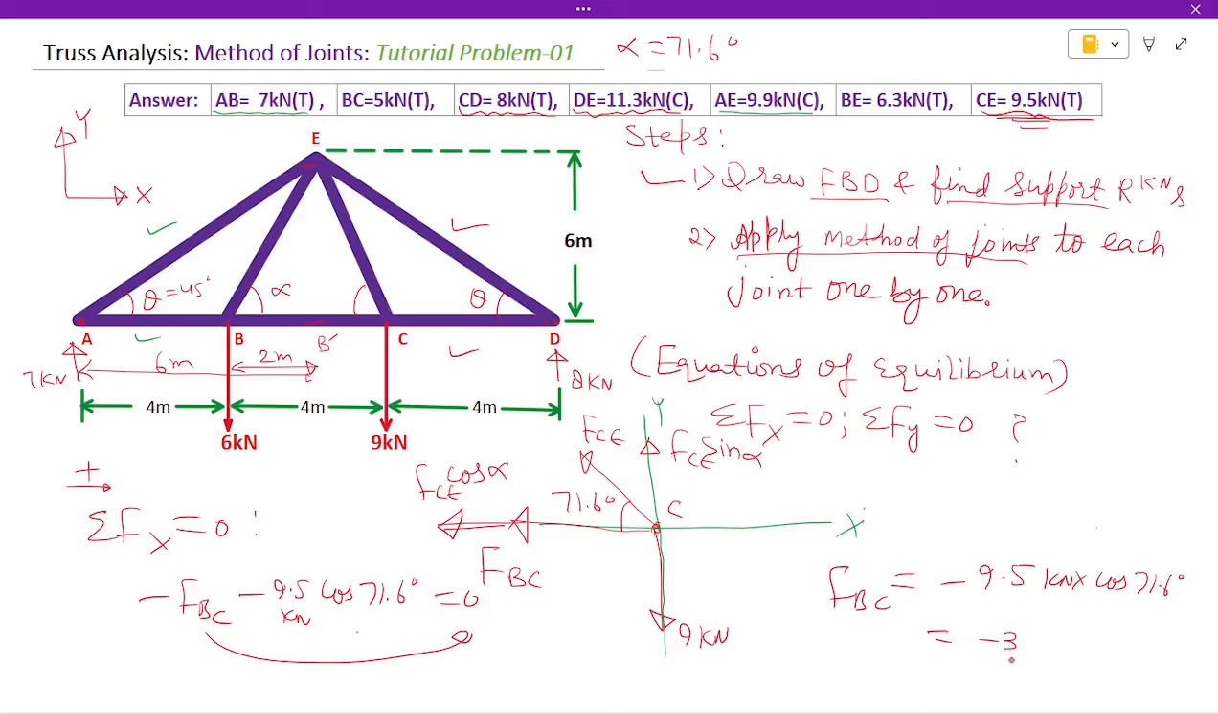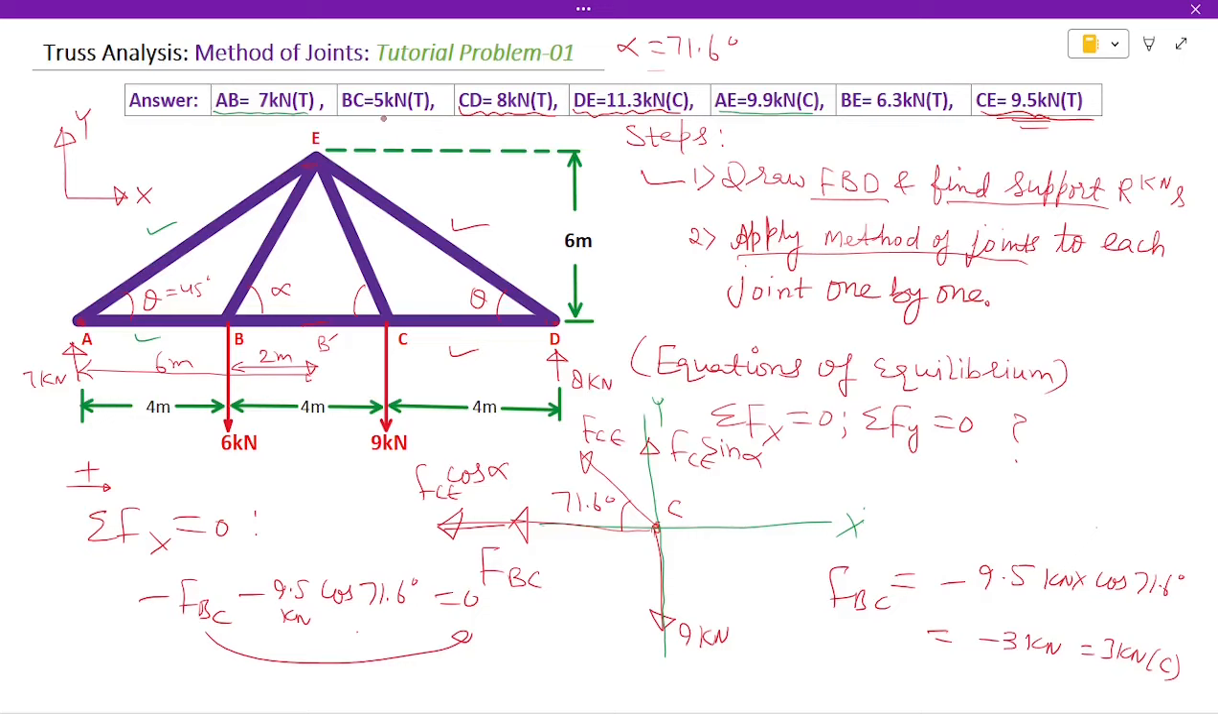So force in BC is negative 3 kilonewton. It means it is 3 kilonewton but compression, right? C for compression. So where is BC? Yes, it is. Force in BC is 5 kilonewton.